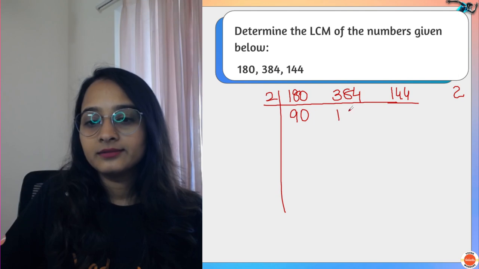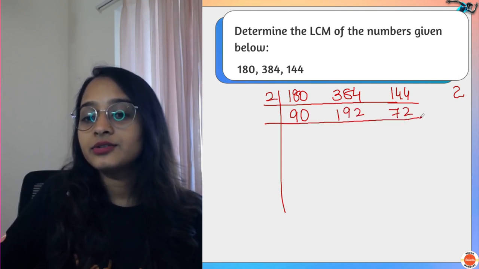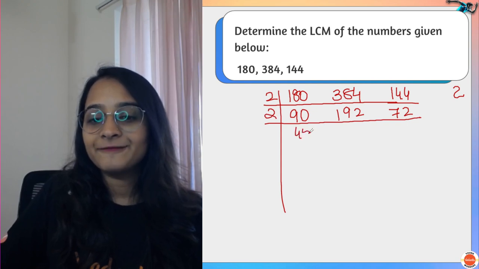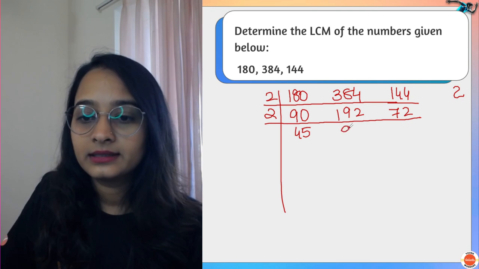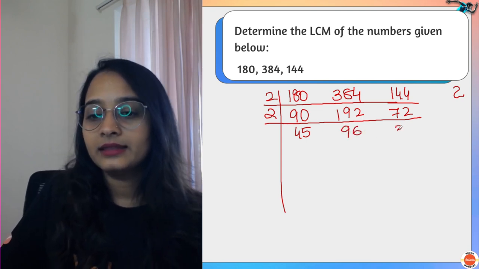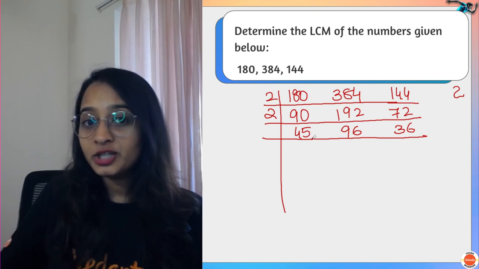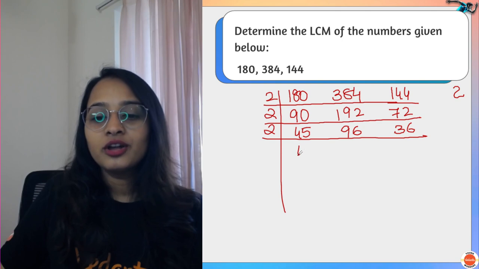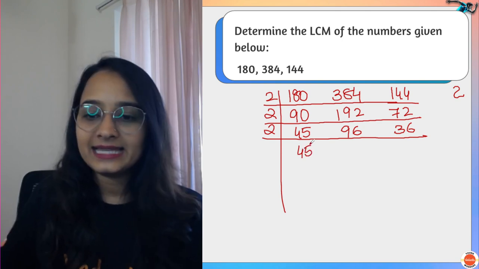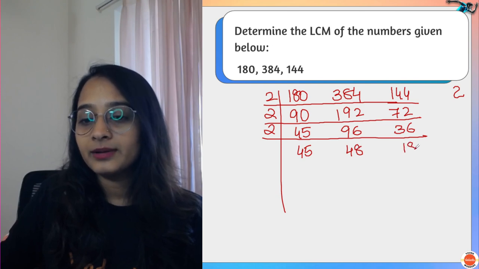90. Again divisible by 2. 45. This will be what? 96 and 36. Now, 45 is not divisible by 2, but 96 and 36 are. So, we should continue with 2. We will not disturb 45, we will just bring it down as it is. So here will be 48 and here will be 18.